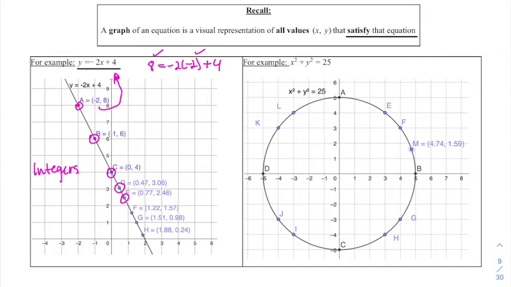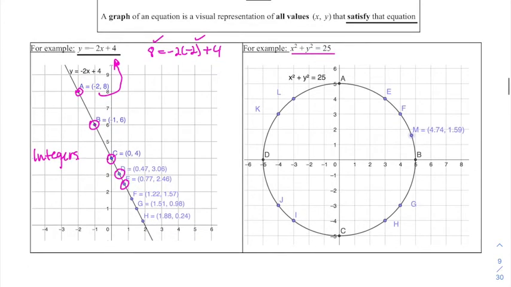Now, I know you are not familiar with this equation yet, x squared plus y squared equals 25. We're going to learn that in a different unit. But what we'll notice is that it's the same idea. All of these values of x, y actually satisfy this equation. 3 squared plus 4 squared equals 25. It sure does, because that's 9 plus 16 equals 25.